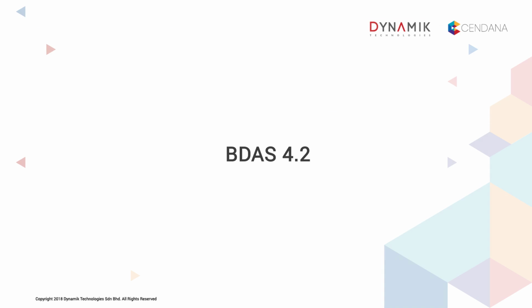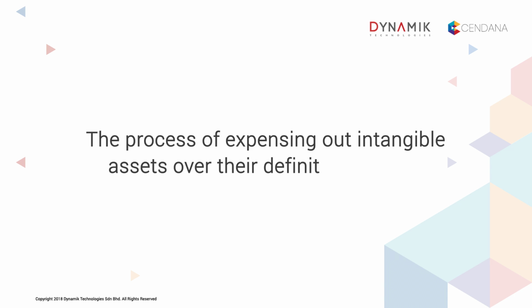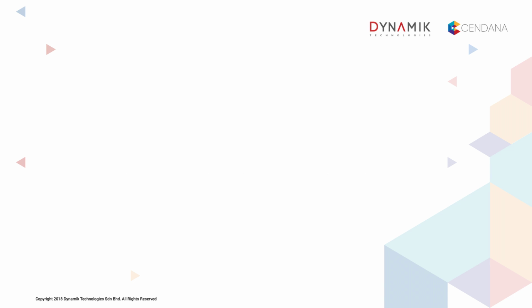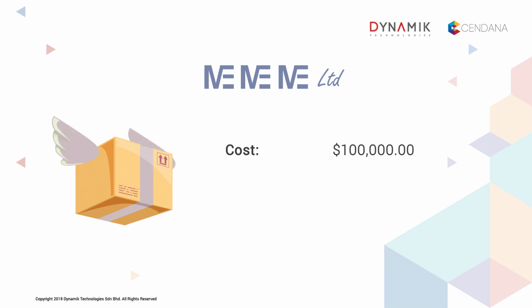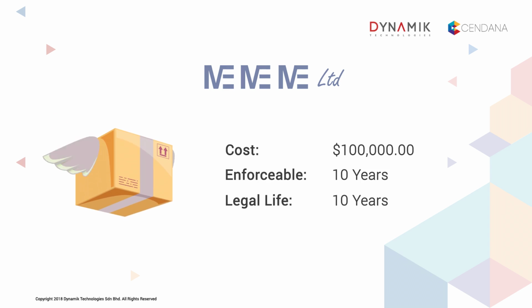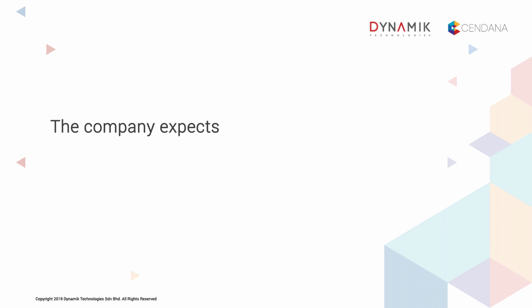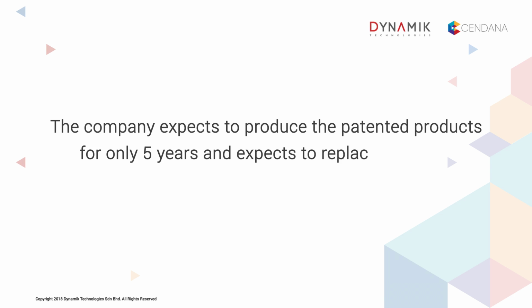Next is BDAS 4.2 Amortisation, which is defined as the process of expensing out intangible assets over their definite useful life. A scenario sample is such that Me Limited patented one of their products at a cost of $100,000. The patent is enforceable for 10 years, so the legal life is 10 years. However, the company expects to produce the patented products for only 5 years and expects to replace it with an advanced version at the end of the 5 years.